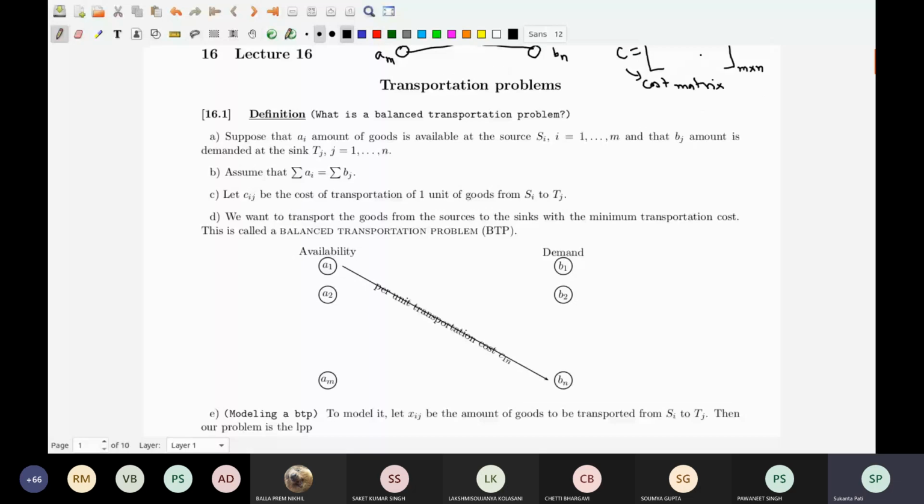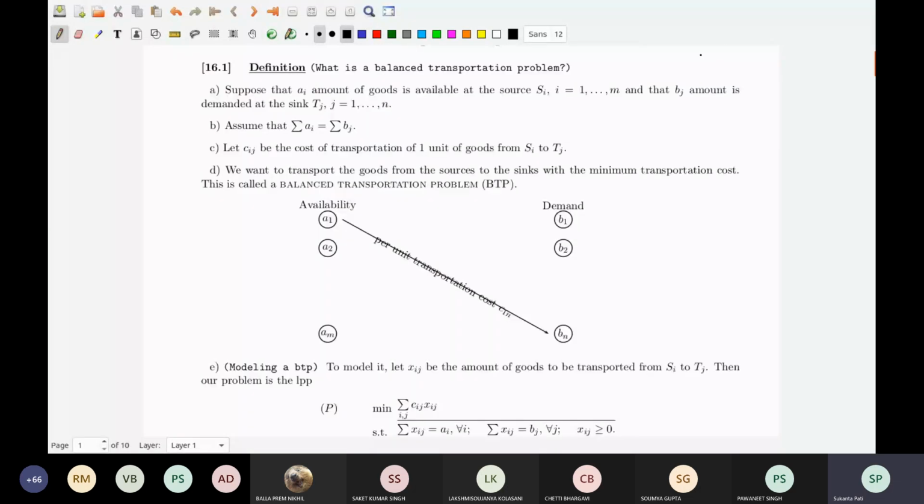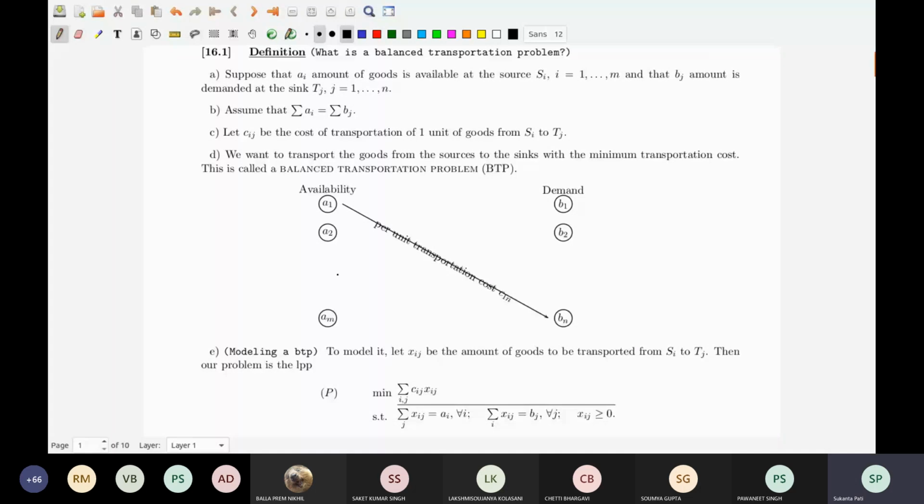How do you model it? As in the beginning, when we said how to model, you first identify the variable. Xij equals the number of units that you transport from source i to sink j. In that case, what will be the objective function? The objective function will be the summation over i, j of Cij Xij. You can call that f(X).